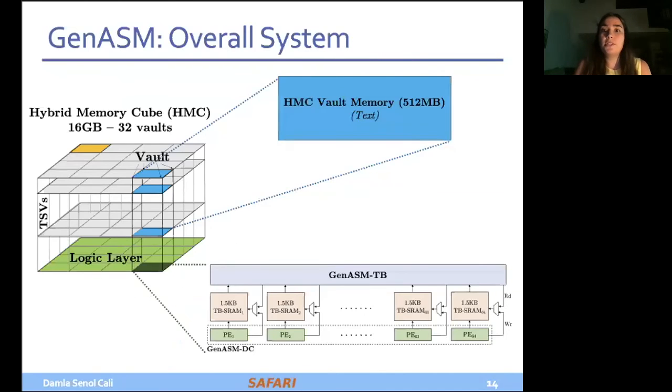We design our system around 16 gigabytes of 3D stack HMC memory with 32 vaults. And within each vault, we have a DC accelerator, TB accelerator, DC SRAM, and a set of TB SRAMs, so that we can obtain vault-level parallelism by running each set of GenASM accelerators separately in each of these vaults in parallel.